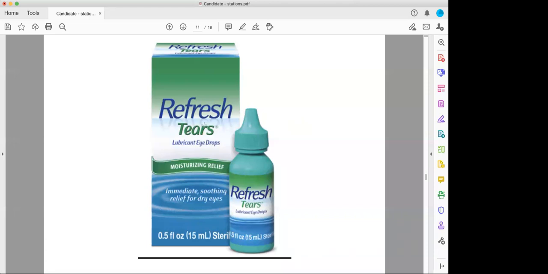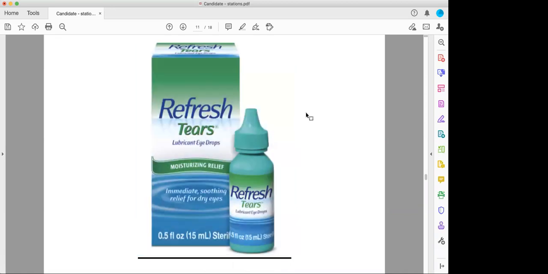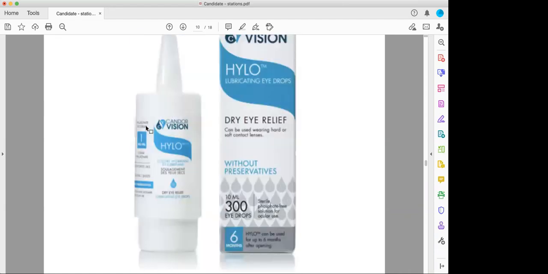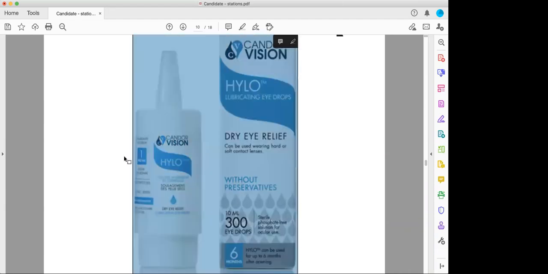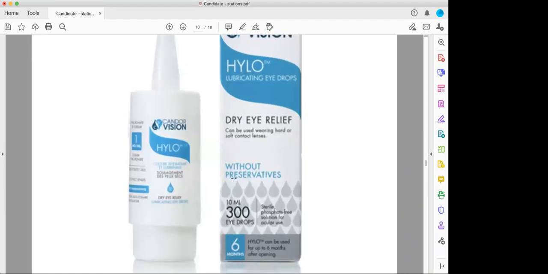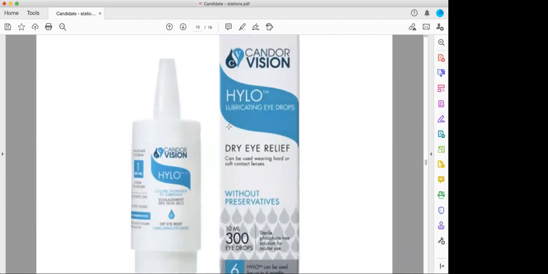What you can do is change the eye drops. Just give her something without a preservative. What about this one? Okay, it's clearly stated here: no preservatives, right? Without preservatives. Do you know that Hilo we can apply on the contact lens? While you are wearing the contact lens, we can apply Hilo on it.